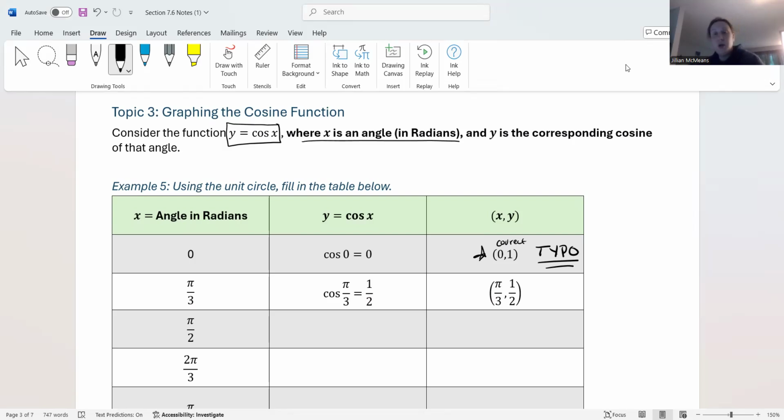Okay, so we're going to do just like we did with sine. We're going to pull out our unit circle. So you need it sitting in front of you unless you have it memorized. Okay, and we're going to look at filling in this table with common points used to graph cosine.